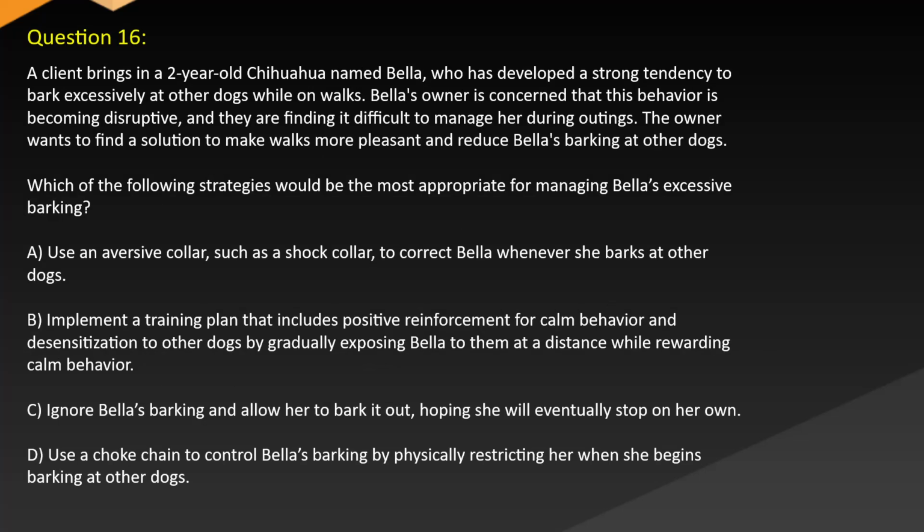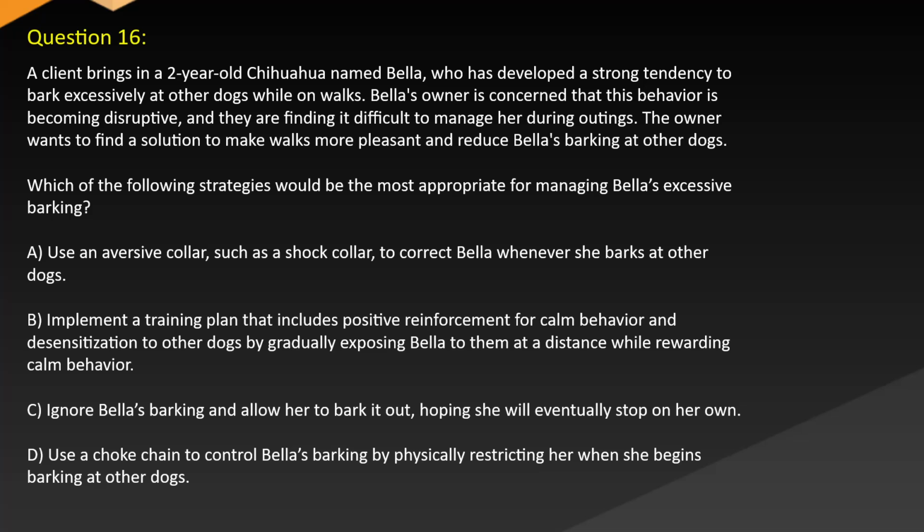Question 16. A client brings in a 2-year-old Chihuahua named Bella who has developed a strong tendency to bark excessively at other dogs while on walks. Bella's owner is concerned that this behavior is becoming disruptive and they are finding it difficult to manage her during outings. The owner wants to find a solution to make walks more pleasant and reduce Bella's barking at other dogs. Which of the following strategies would be the most appropriate?